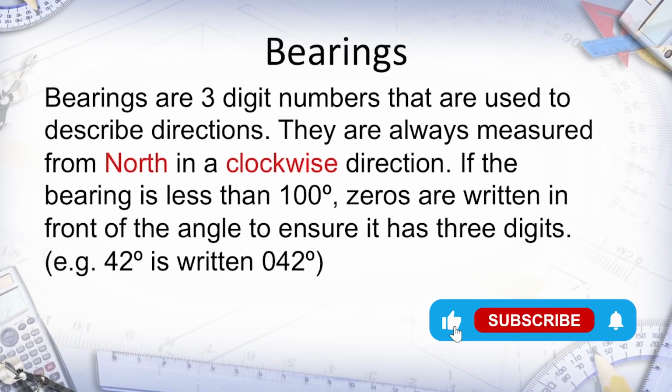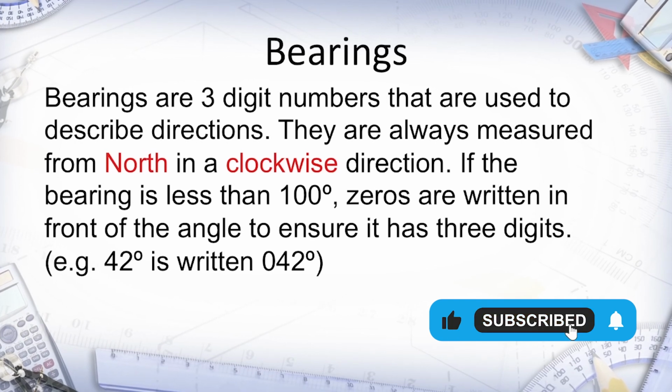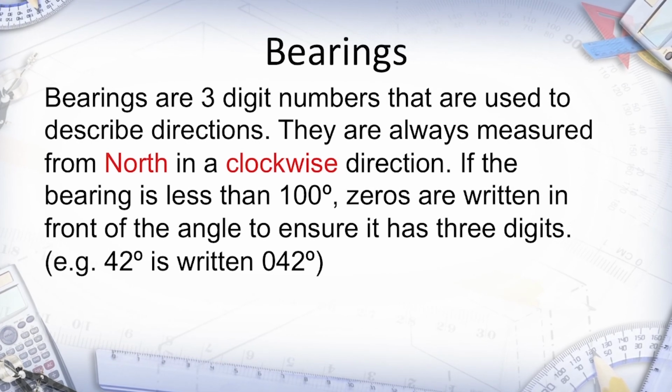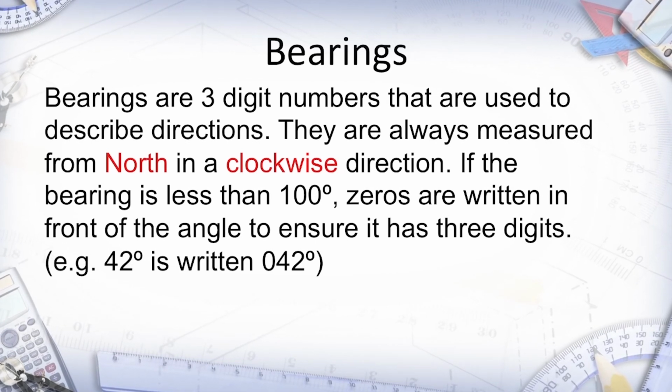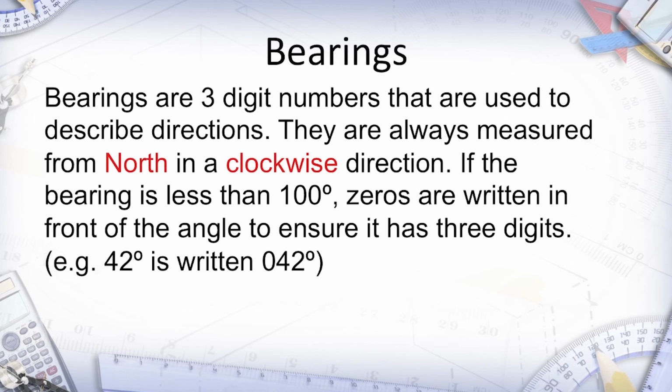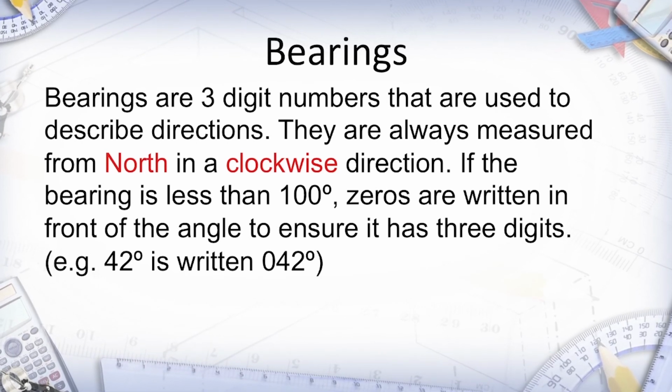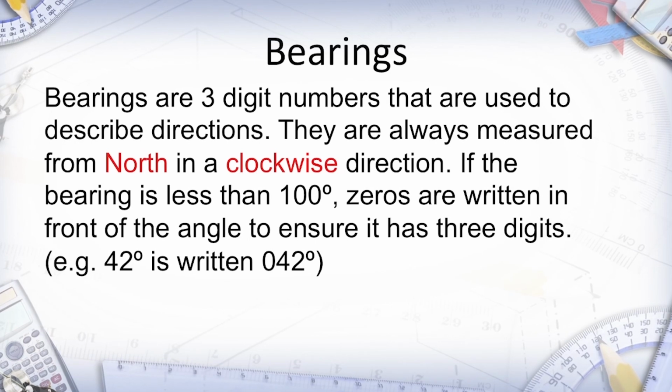A bearing is a three-figure number that is used to describe directions. They're always measured from north in a clockwise direction. If the bearing is less than 100, zeros are written in front of the angle to ensure it has 3 digits. So for example, 42 degrees is written as 042 degrees.